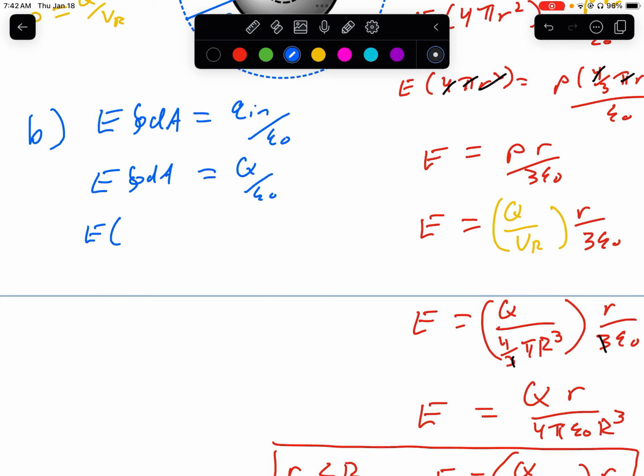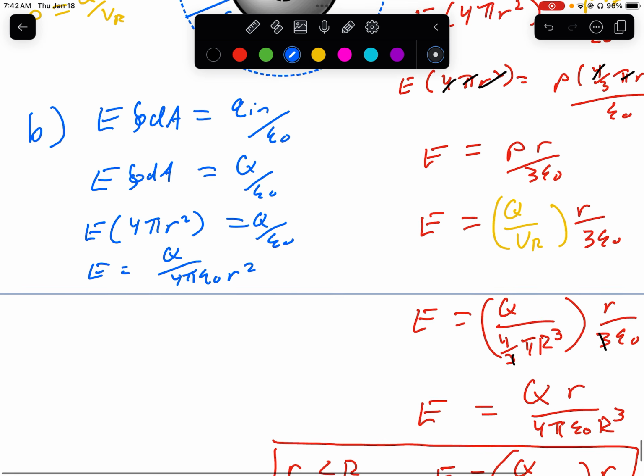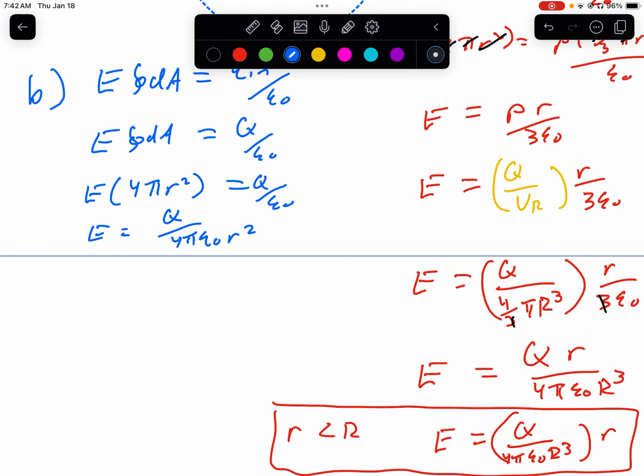Okay, and so for some sphere of some surface area 4 pi r squared, we get this Q over epsilon naught. And so we just get E is equal to capital Q over 4 pi epsilon naught r squared. Okay. Could we write this in terms of kq over r squared? Yes, we could. And AP would take that.